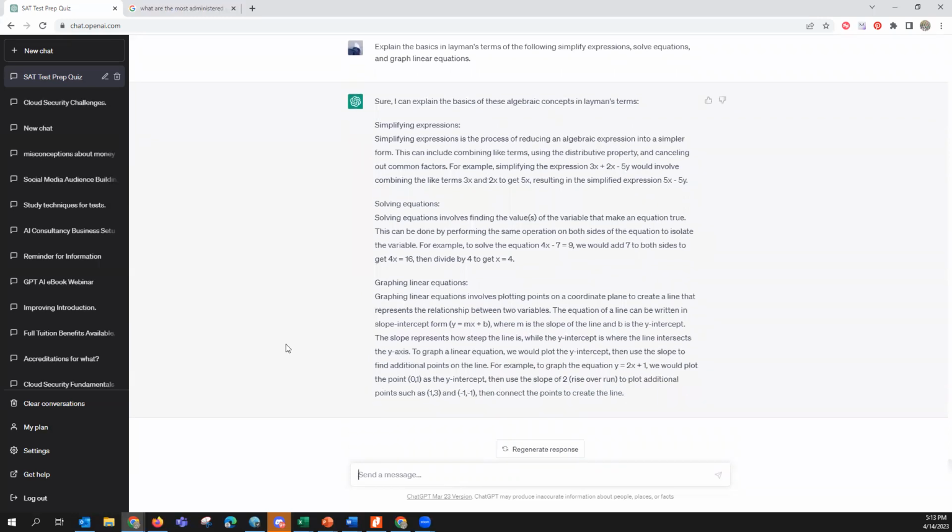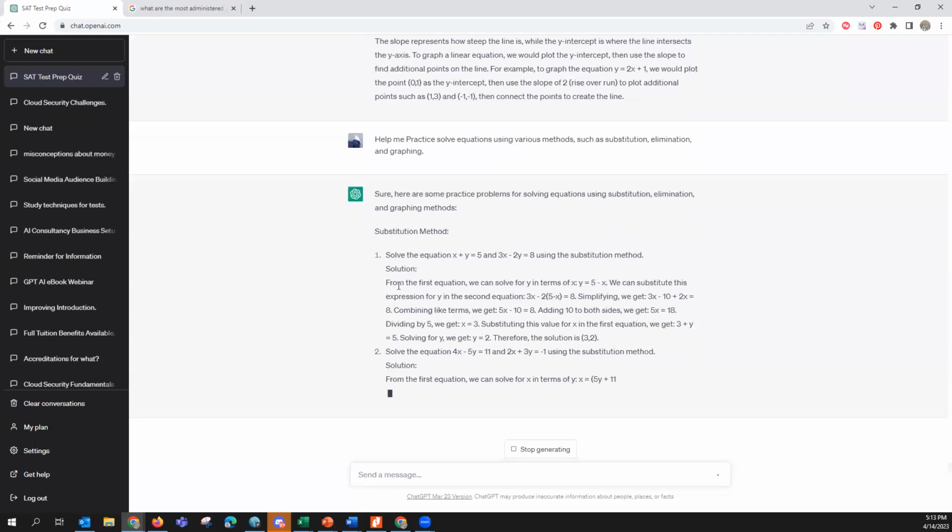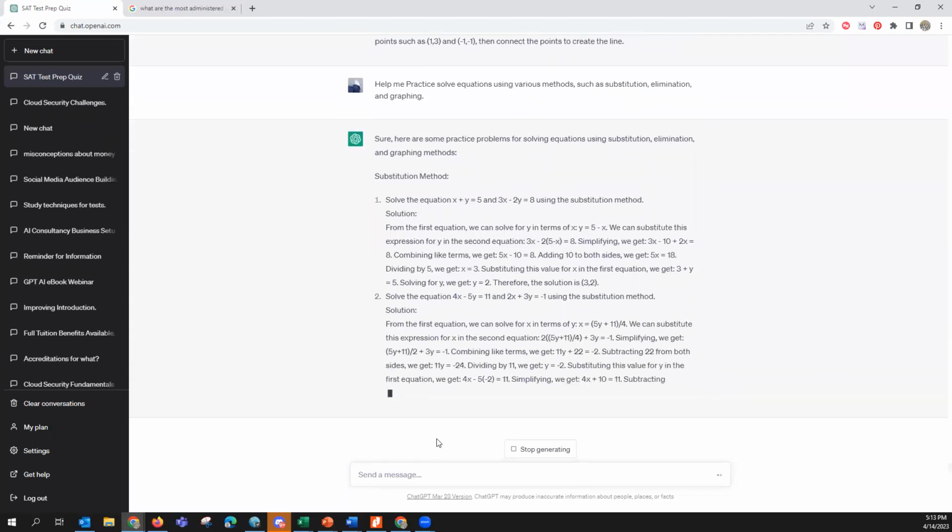Okay, so you can literally create a little book for yourself and just go one by one. So if you need practice solving linear equations, review practice solving equations using various methods such as, stick this whole sentence, right? Help me. Oh, you want to make it make sense. Solve equations using bound. All right. Here's some. There you go. Right. So use this as study guides.